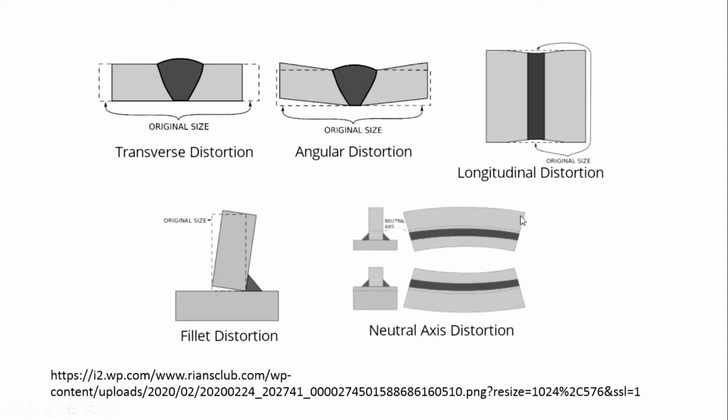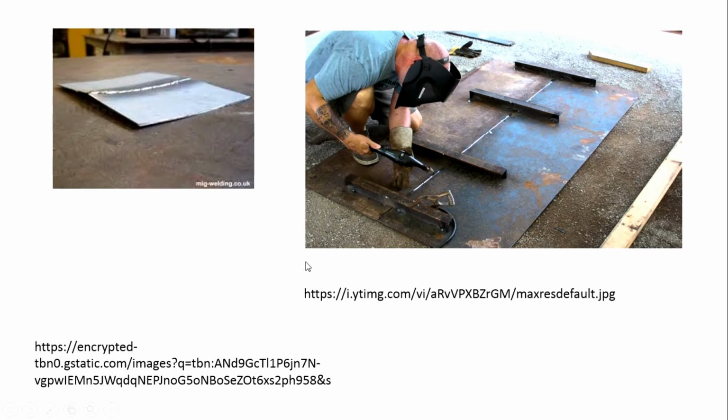Similarly, if it happens along the length, it's longitudinal; if across, it's transverse. Okay, you can see how it has appeared over here. This is also one of the distortions, angular distortion. So to avoid the distortion, what should I do?